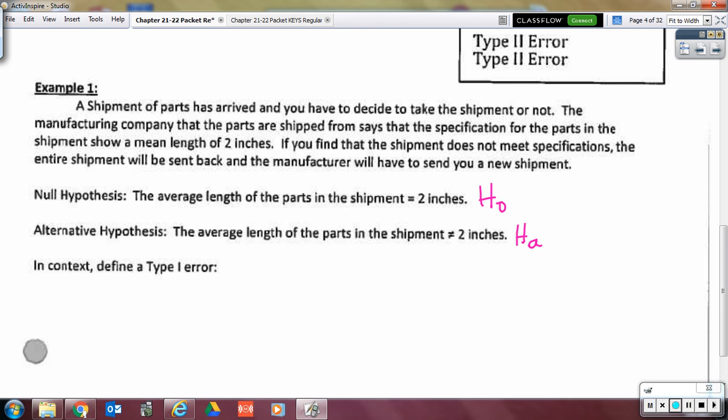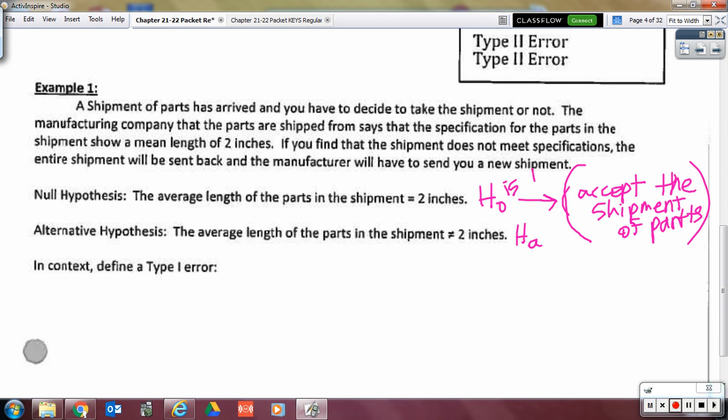Okay, so we understand this problem. What are you going to do if the null is true? If you're the person working at the docks and the shipment is averaging 2 inches, what will you do for your company? You will accept the shipment, not to be confused with the null hypothesis. We're going to let our company keep that shipment of parts. So that's what we're going to do if H0 is true.